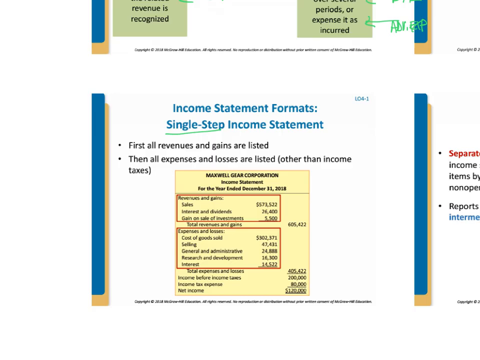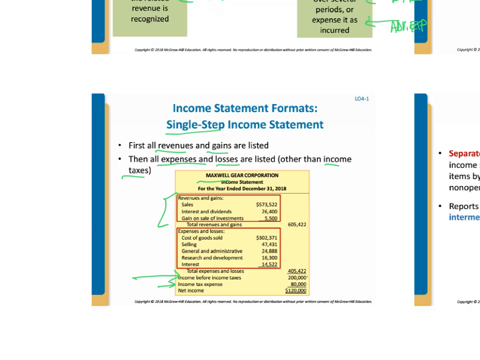With the single step income statement, we group all the revenues and gains together first. So those are shown in this section right here for a fictitious company. And then we group all the expenses and losses, with the one caveat that income tax expense is always shown separately, as you can see here. And this produces for us income before income taxes by separating out income tax.